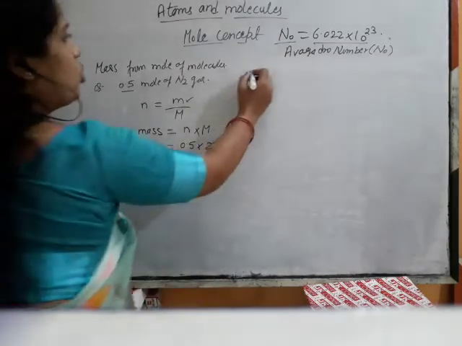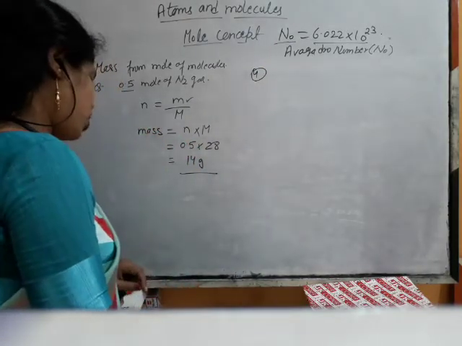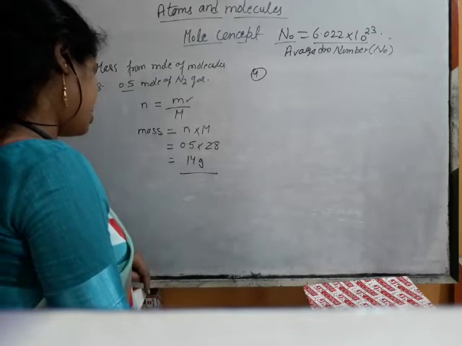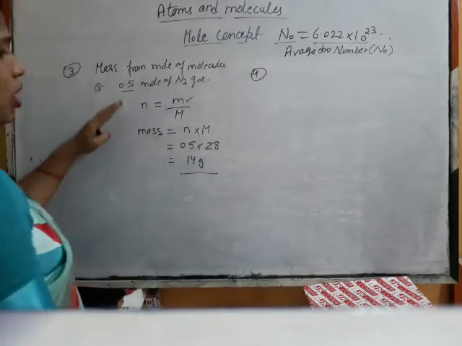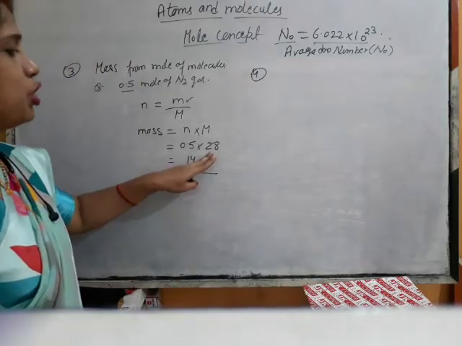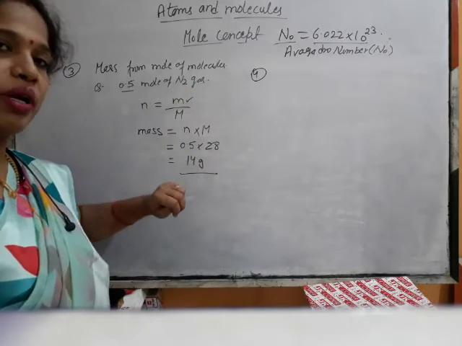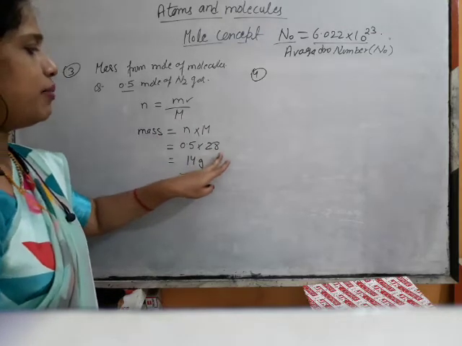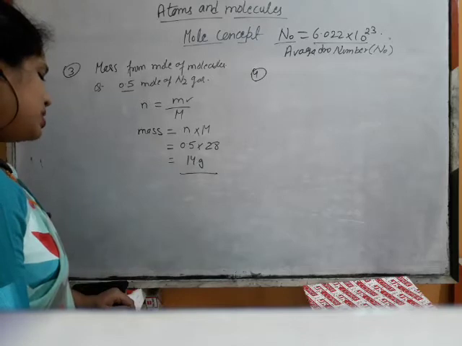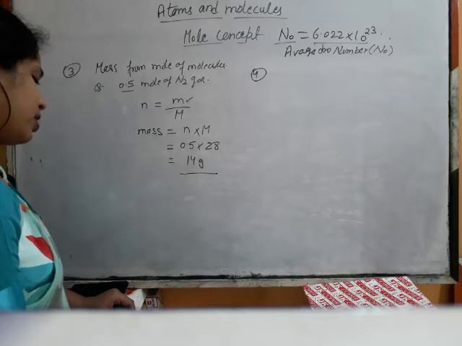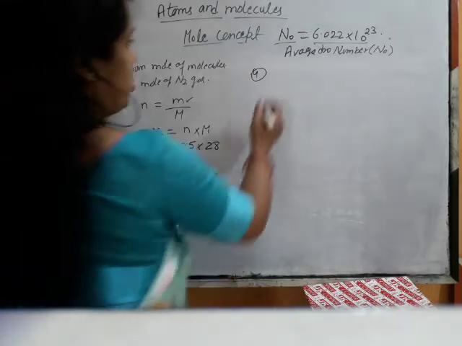Okay. Now the fourth type. Type 4 is calculating the mass of a mole of atom. Now if the atom is given, here 28 is the gram molecular mass of nitrogen, and the gram atomic mass of nitrogen is 14. So here in place of 28, 14 will be used. Okay. So the next type is finding the mass when the number of particles is given, that is mass from number.